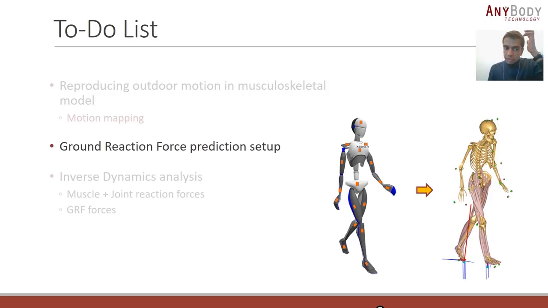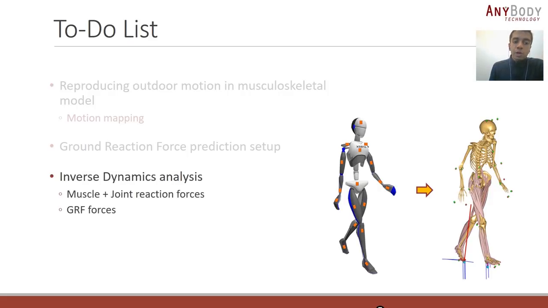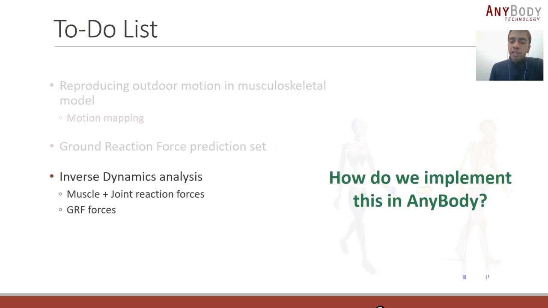So that means we are done with ground reaction force prediction as well, which brings us to the final part, which is actually running the inverse dynamic analysis. So how exactly do we implement this in AnyBody?